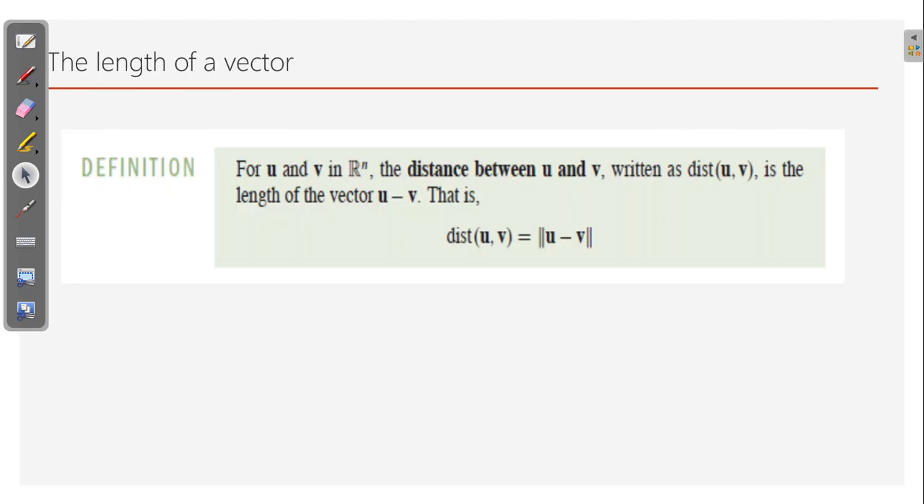Now, another definition: for u and v in Rn, u and v are two vectors which belong to Rn. The distance between u and v, written as distance of u, v, is the length of the vector u minus v. That is, distance u, v is norm of u minus v. Length means norm; the length of a vector is equal to the norm of the vector.